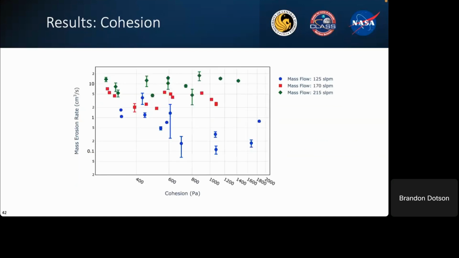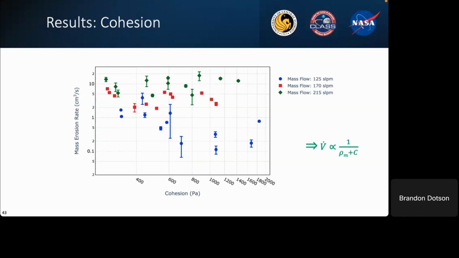Let's go next. So how about cohesion? We take those same values I showed earlier in the brief and plot them now against mass erosion. As you remember, that plot before had density in it, so we don't want to double count density, so we're showing it against mass. What we see kind of makes sense: for higher mass flow rates, we really don't see cohesion having as big of an impact. For lower ones, we see a decreasing erosion when the cohesion goes up, and then it generally levels off at some value.